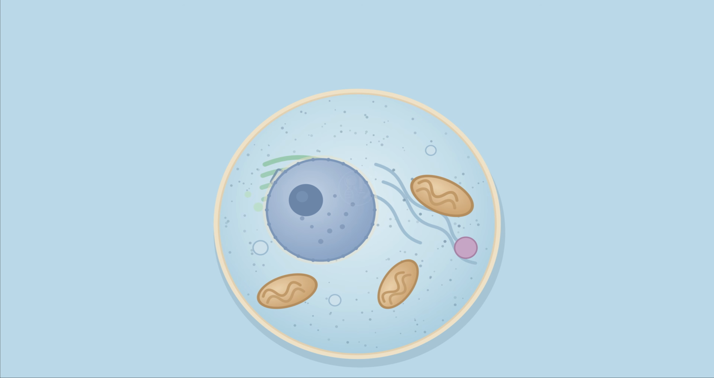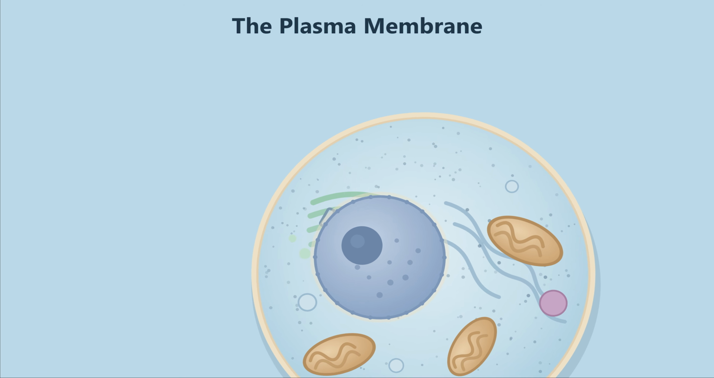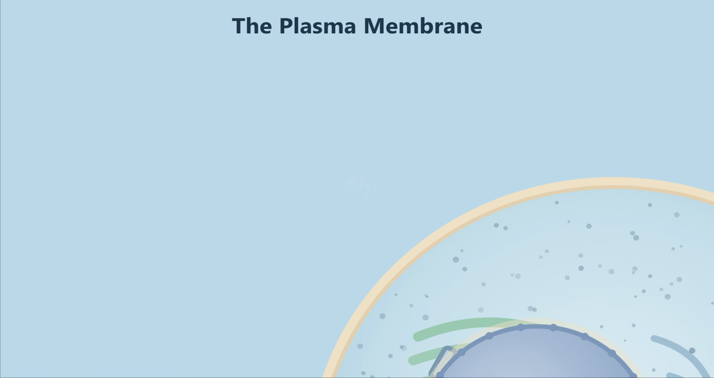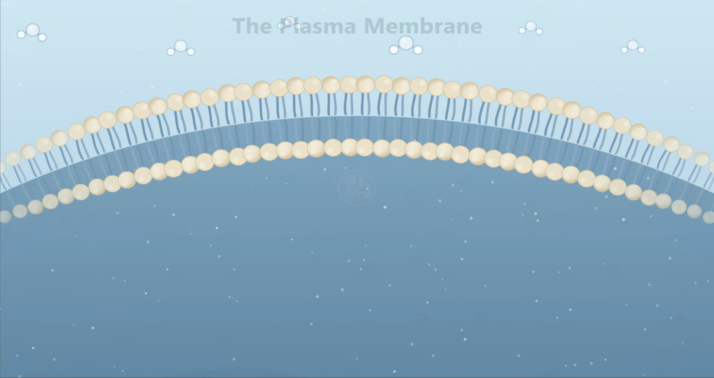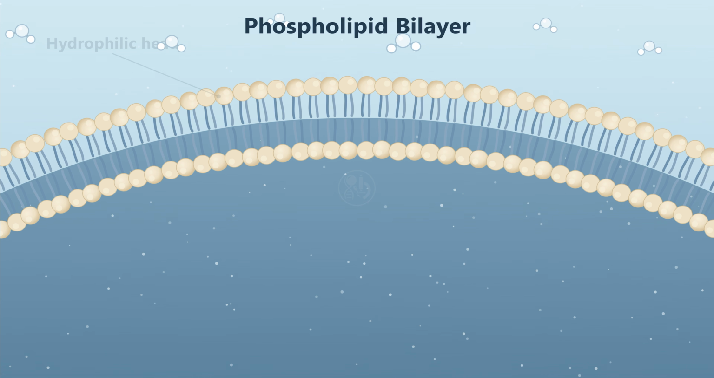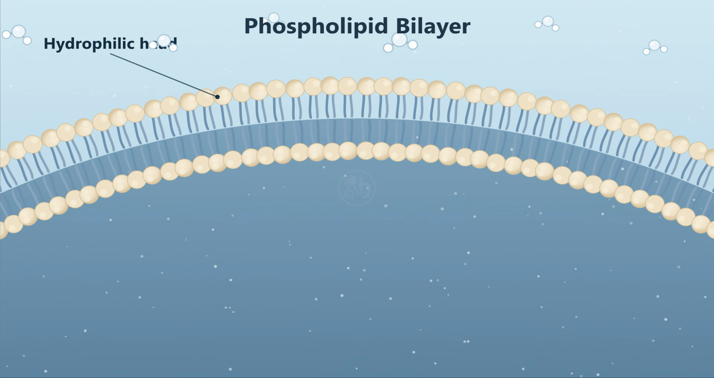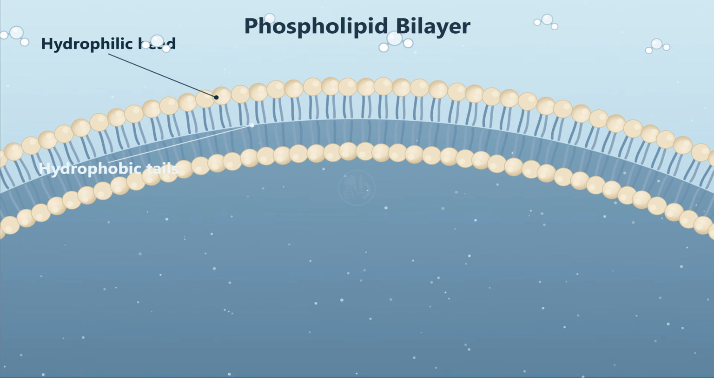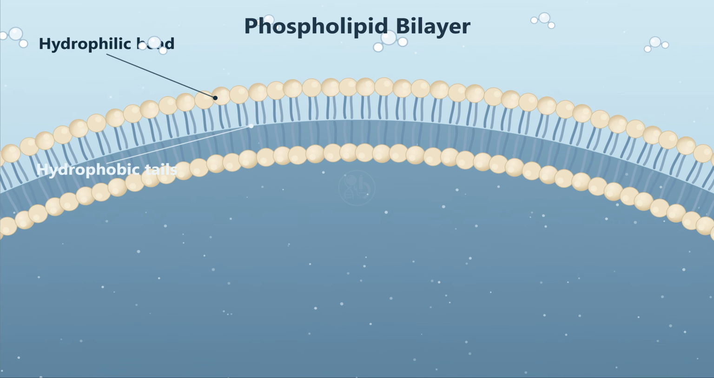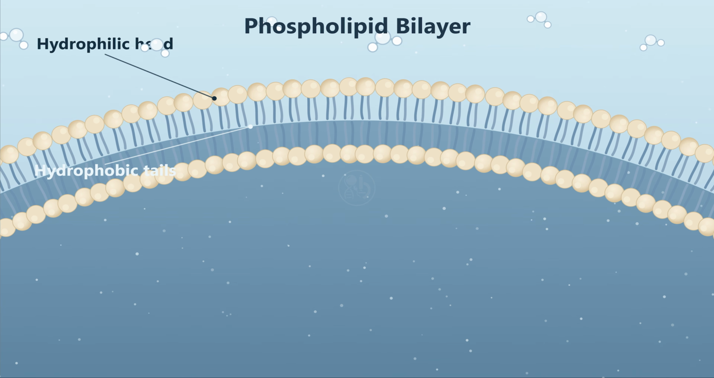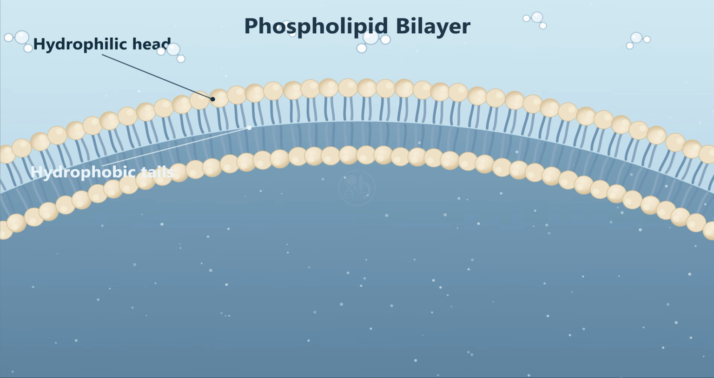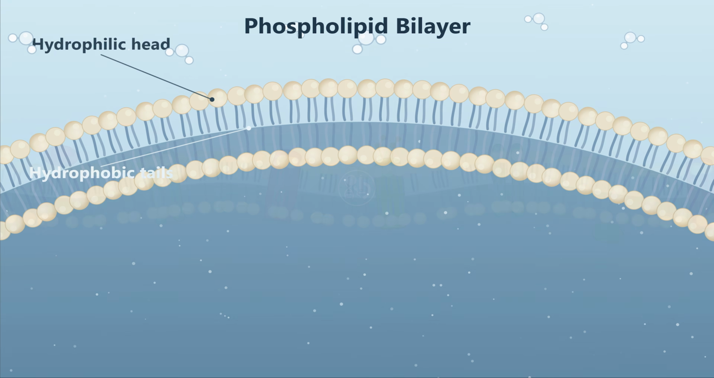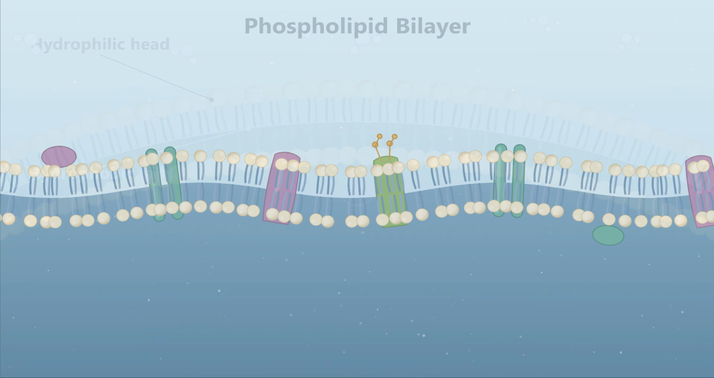Every cell is surrounded by a thin, flexible boundary called the plasma membrane or the cell membrane. The basic framework of the plasma membrane is a phospholipid bilayer. Each phospholipid has a water-attracting head and two water-repelling fatty acid tails. The heads face the watery environment while the tails remain protected inside the bilayer.